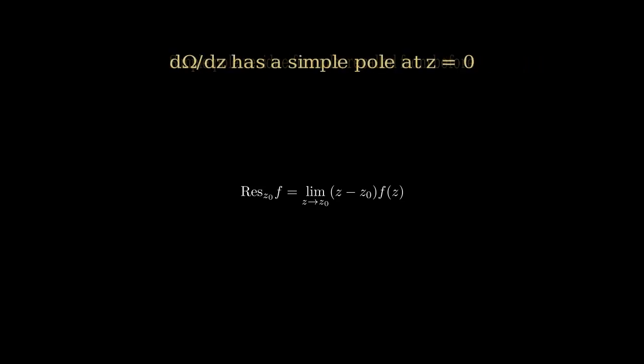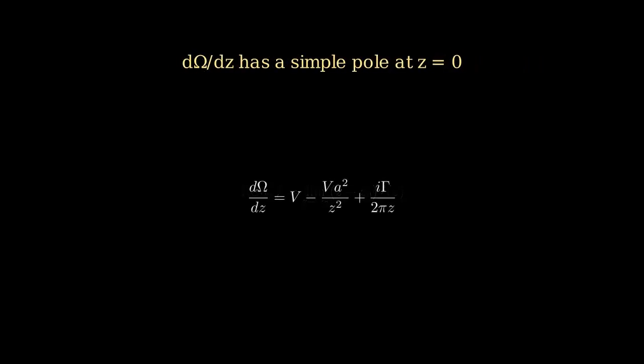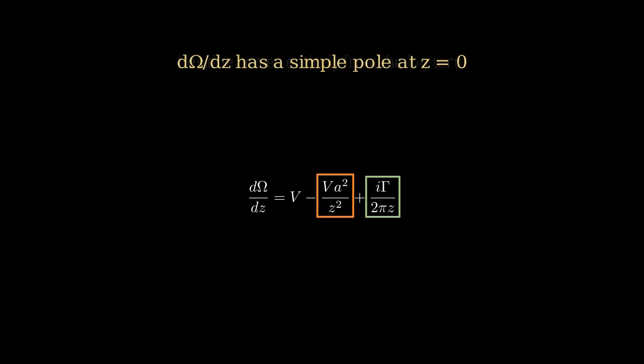Differentiating ω(z), the complex velocity is dω/dz equals V minus V a squared divided by z squared plus i gamma divided by (2 pi z). This has a simple pole at z equals 0 from the log term. The a squared over z squared term is an order 2 pole, and it contributes nothing to the residue, since a residue only ever picks up the coefficient of the 1 over z part. So the residue comes entirely from the log term.